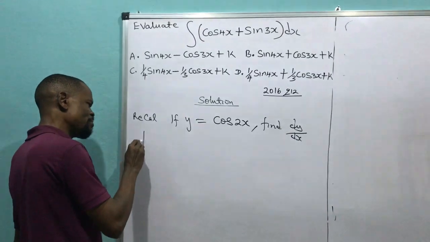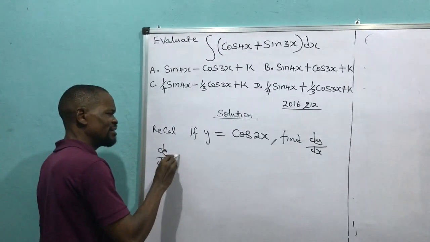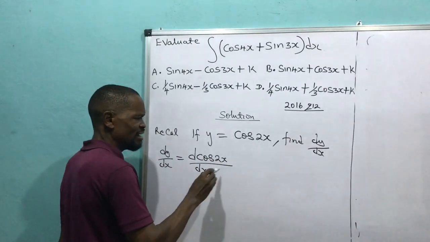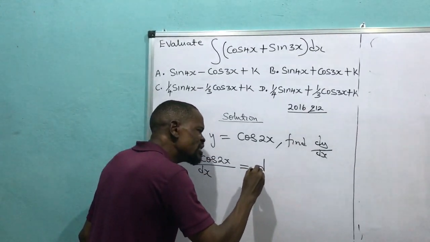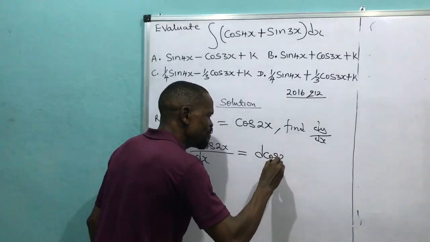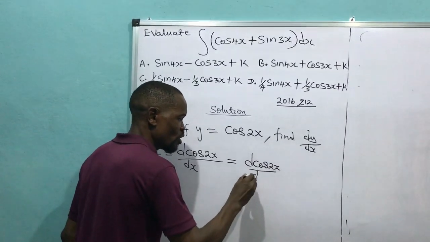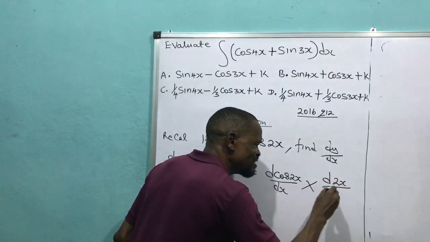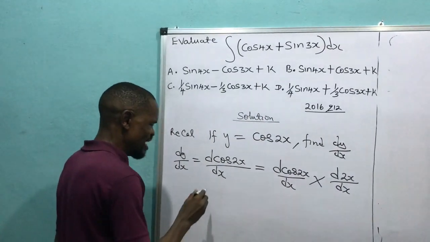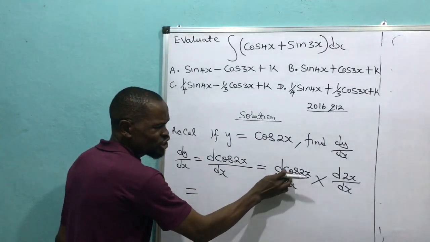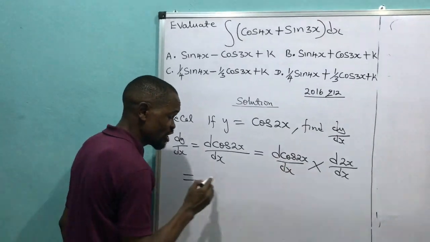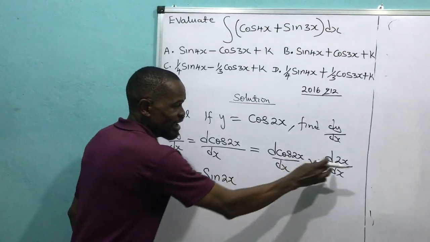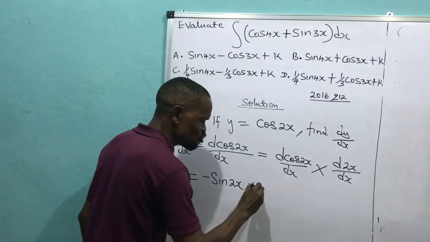What do we do? The same pattern: dy dx is equal to d cos 2x all over dx. Then my answer will be differentiating the cos with its angle with respect to the angle, times differentiating the angle which it carries with respect to x. Then if I differentiate cos, are you following me? I'll have minus sine 2x. Then differentiating the 2x, I'll have 2.